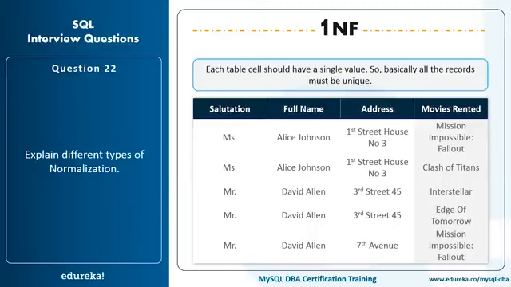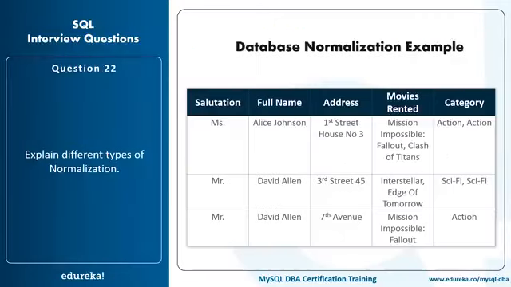So for a table to be in 1NF, you need to make sure that each table cell has a single value. So basically all the records must be unique. As you saw in this particular table, we had redundant values in the same record, right? So we're going to have each cell with a unique record. So we'll have records such as Miss Alice Johnson, First Street, house number 3, Mission Impossible, and the second record as Miss Alice Johnson, First Street, house number 3, Clash of Titans.